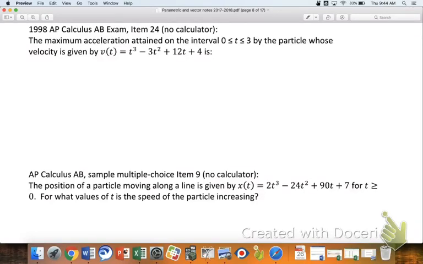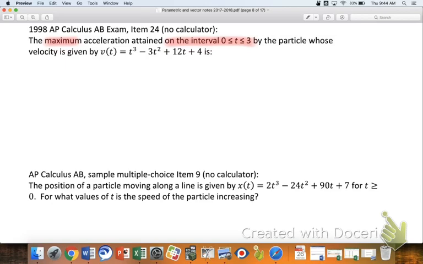It asks for maximum acceleration. That's not a common question. It might make you go to some places you're not used to. I'm hoping you all noticed that it wanted to know the maximum acceleration on a closed interval. That makes a big difference in your approach.